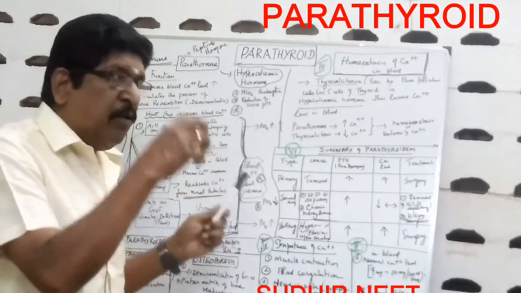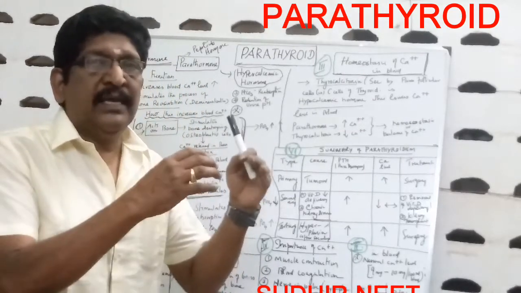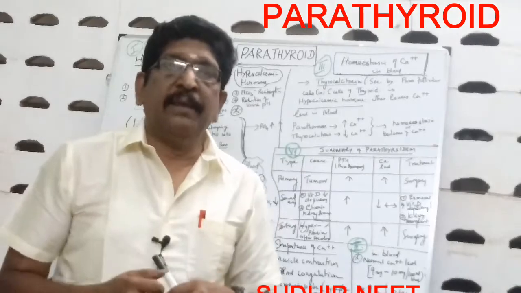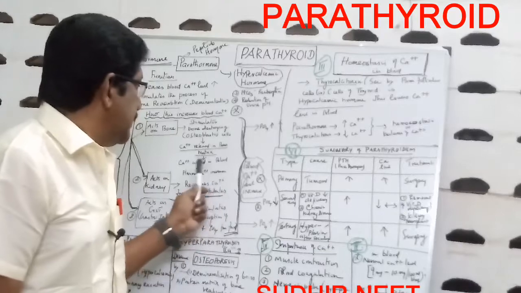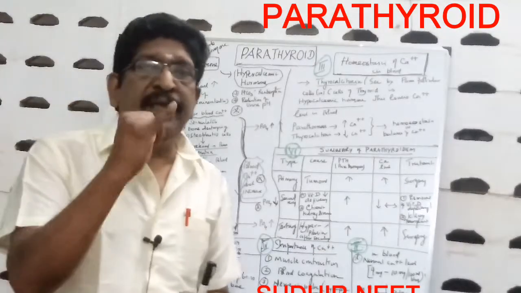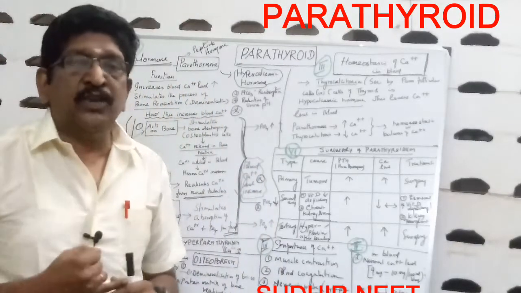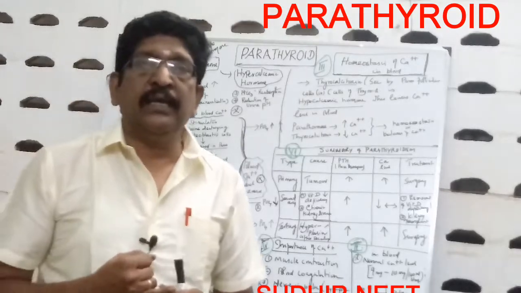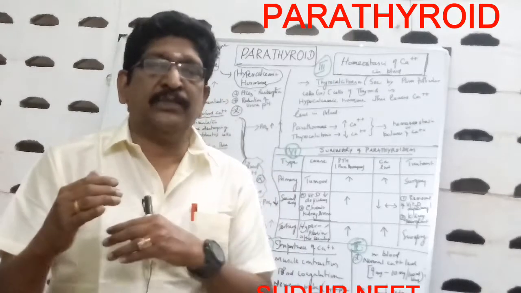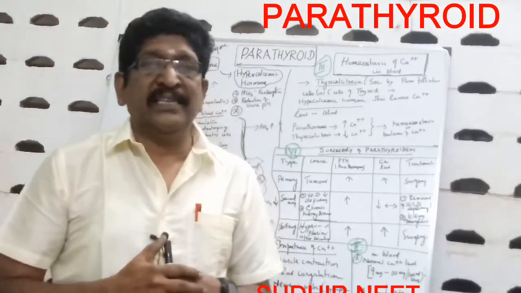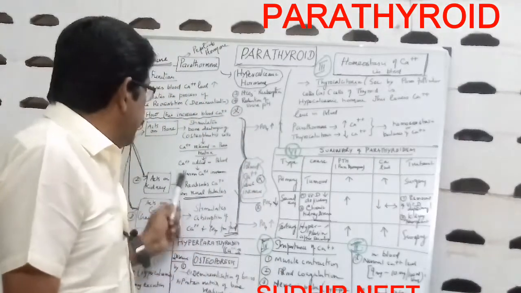Then from the bone matrix, the calcium is added to the blood. Extra calcium from the bone comes to the bloodstream, by which the plasma calcium increases. It's the first way. By inducing the osteoclastic cells to demineralize the bone, the calcium comes from the bone matrix to the blood and the calcium level increases in blood. Second way, it acts on the kidney.